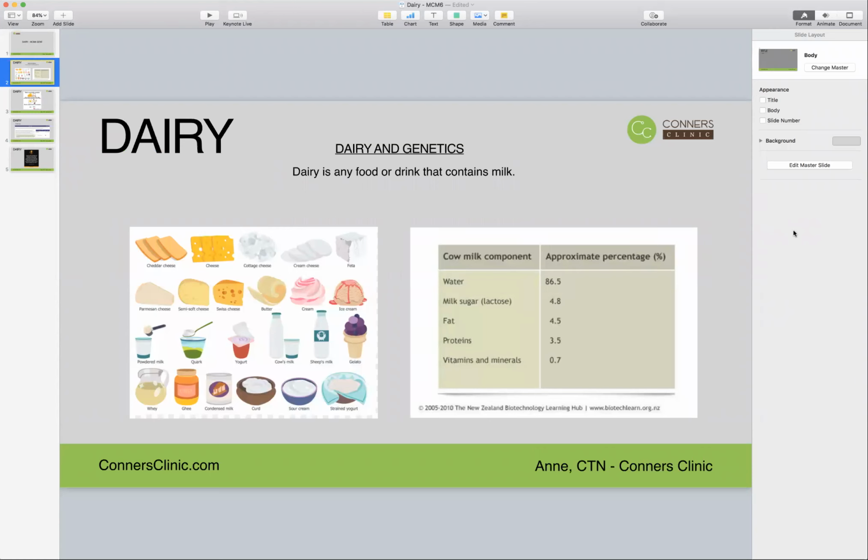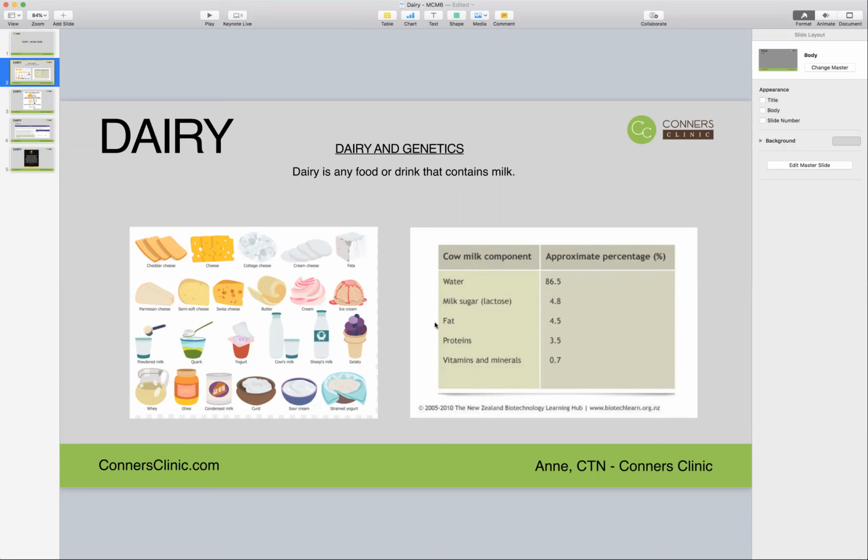So really the definition of dairy is any food or drink that contains milk. I have some examples here. Most people know what dairy is, but obviously anything that is cheese is dairy, butter, ice cream, yogurts, whey protein, powdered milk. Ghee is technically considered dairy because it is the fat from butter. It's butter fat, condensed milk, sour cream. So all of these things are considered dairy.